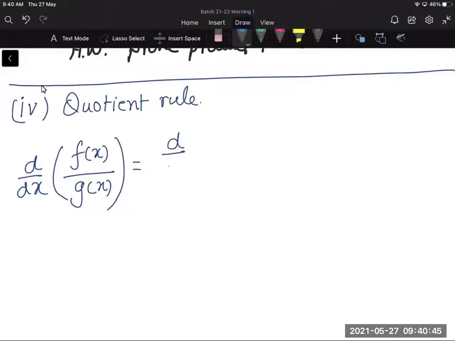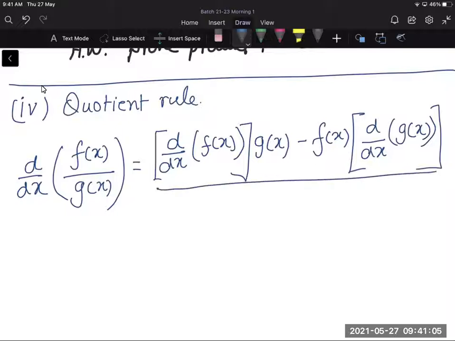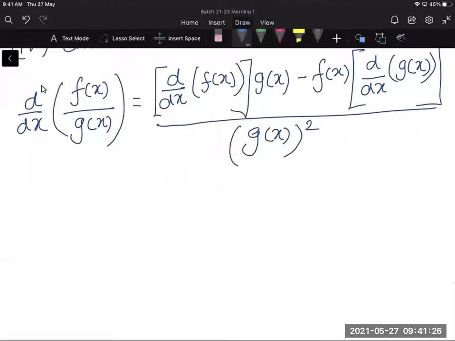So this is d by dx of f(x) into g(x) minus f(x) into d by dx of g(x), whole divided by g(x) whole square. I'm going to ask you to prove this as well. Don't worry if you are unable to do it. I will show you the proof in the next class. Or if you can't do it, you can look it up. Google it.